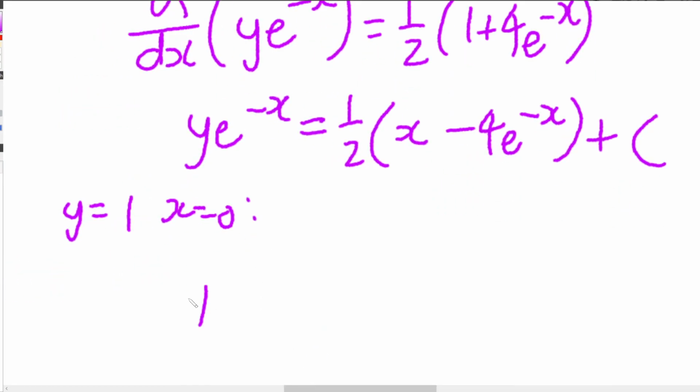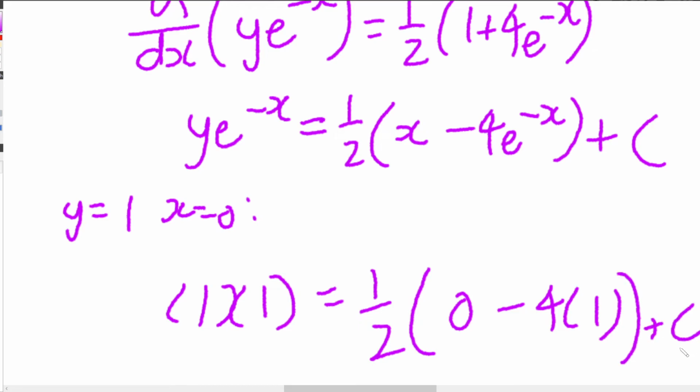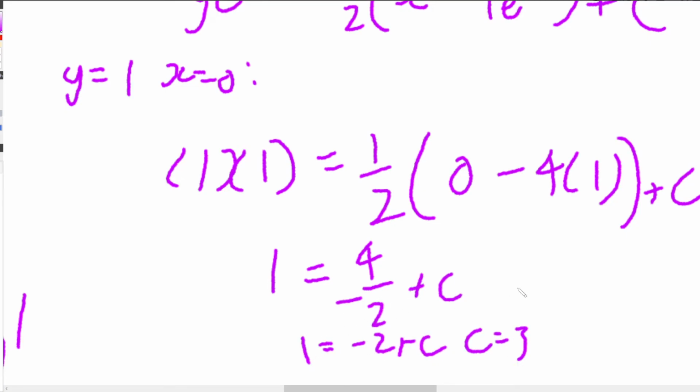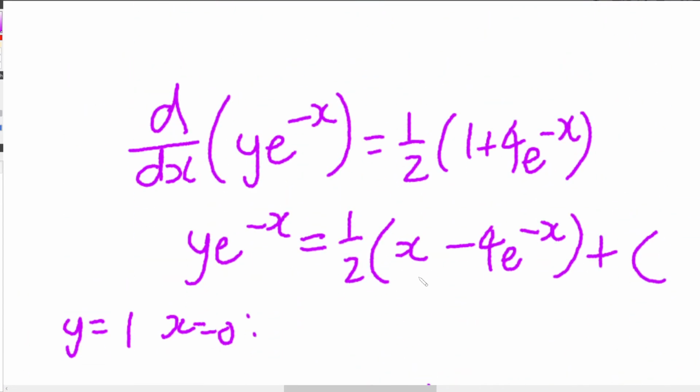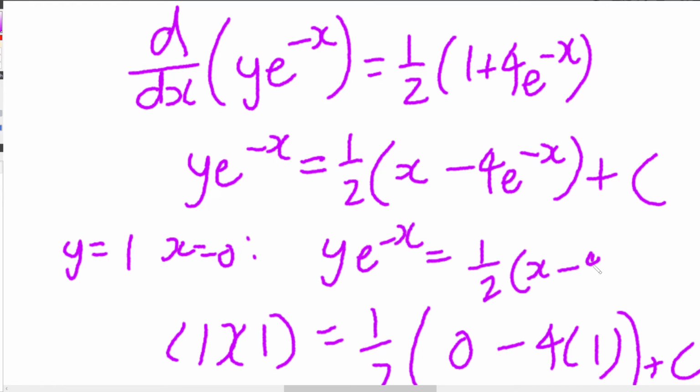We find that 1 times e to the 0 is 1, is 1/2 times 0 minus 4 times e to the 0 is 1, plus c, or rather 1 is minus 4 over 2 plus c, 1 is minus 2 plus c, c is 3 in this scenario. And so we get y e to the minus x is 1/2 x minus 4 e to the minus x plus 3.